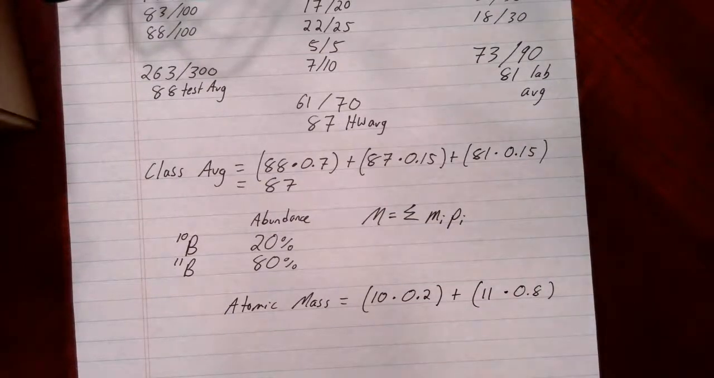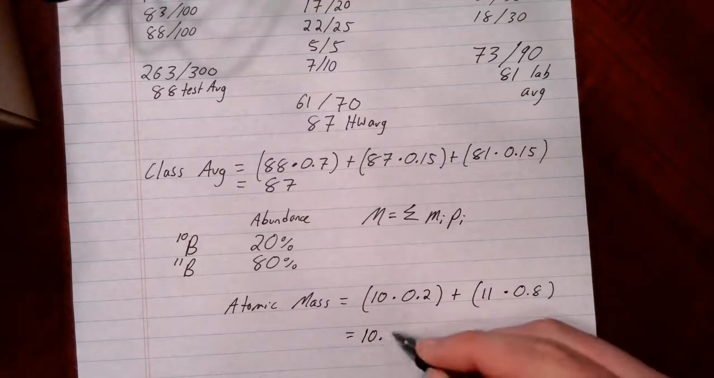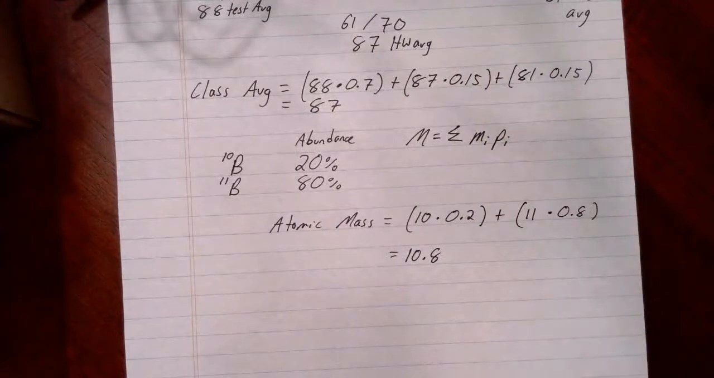So when you plug that in, you should get something like 10.8. Okay, so that is our average atomic mass for boron. If you look at the periodic table, you'll probably see something like 10.81, which is not quite what we calculated. So why do we have that difference?